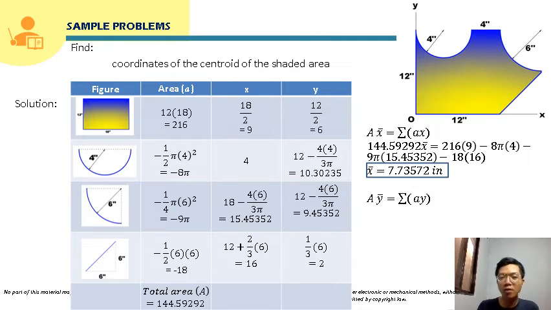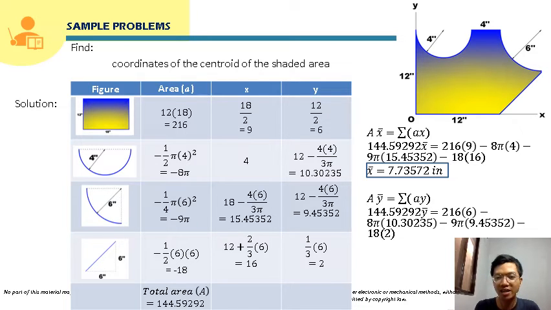Now, to solve for y bar, that will just be A y bar is equal to the summation of Ay. So that will be 144.59292 y bar, equal to A times its corresponding y. So that will be 216 times 6, and then minus, since this is negative, minus 8 pi times 10.30235 minus 9 pi times 9.45352 minus 18 times 2. So solving for y bar, that will be 5.07481 inches.